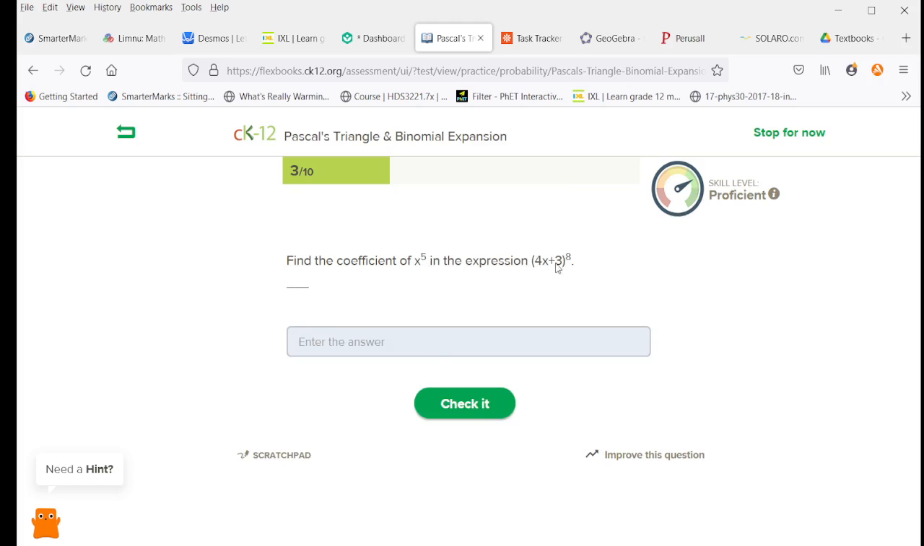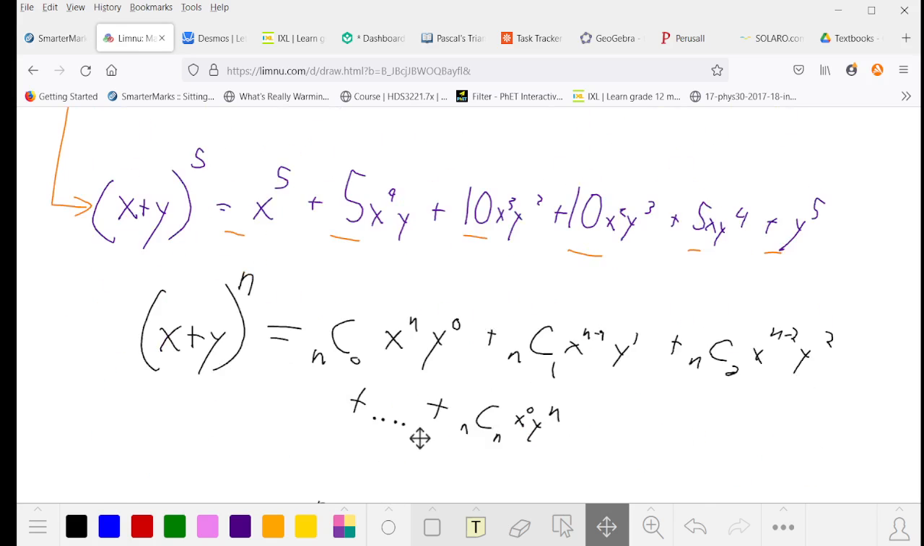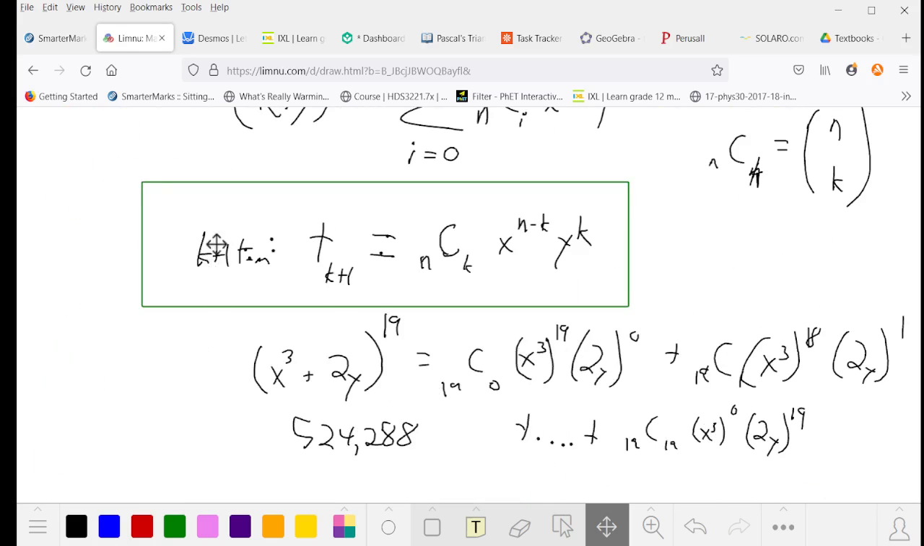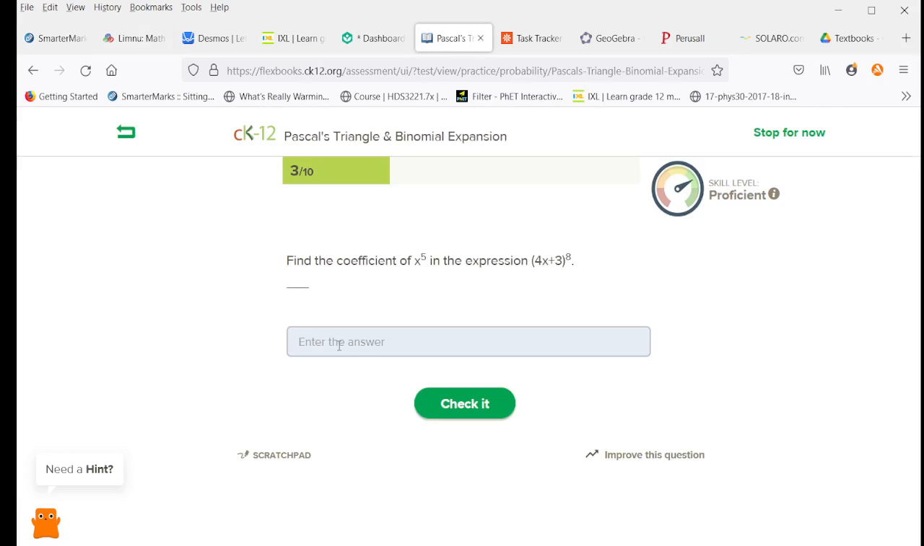Now, coefficient of x to the 5th, that is our term with exponent x5. So we're going to have exponents 8, 7, 6, 5. This is our 4th term. So using the equation here, we want k to be 3 to get our 4th term. So we are going to start with 8c3. We're going to have a 4 to the 5th. And we're going to have a 3 cubed.